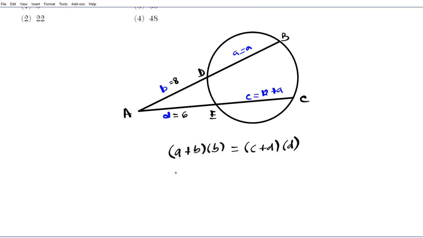Let's fill it in. So A is just A plus B is 8 times B. B is 8. C is actually an expression. So C is 12 plus A. D is 6. So we have 12 plus A plus 6. And D is 6. Okay? So we arrived at this by simply substituting the values here into this formula over here.